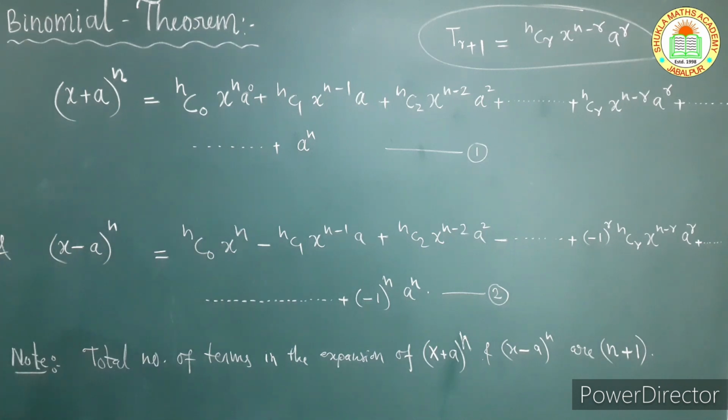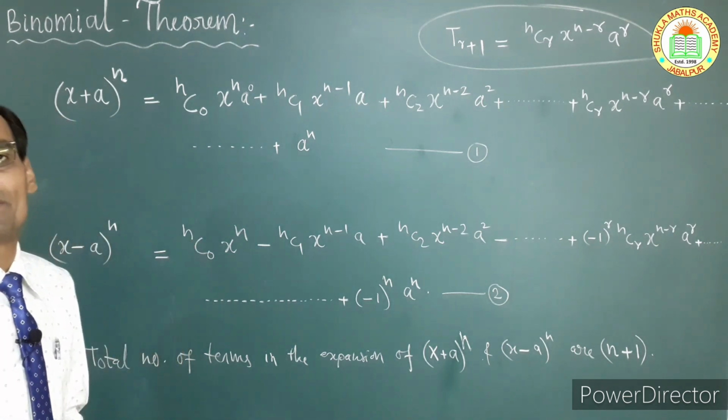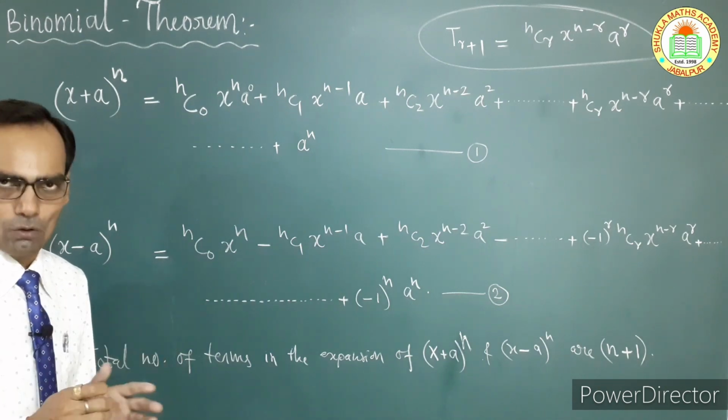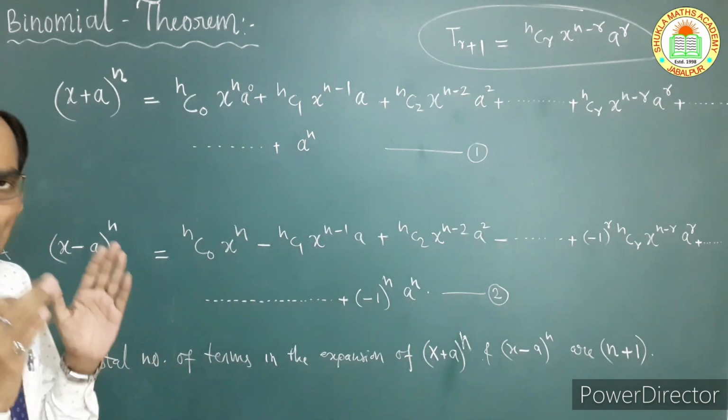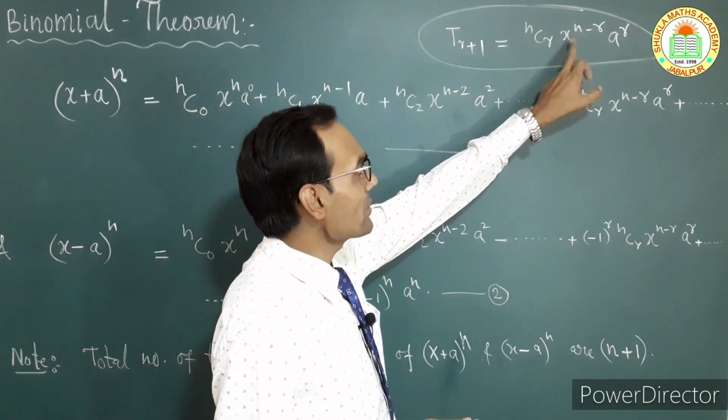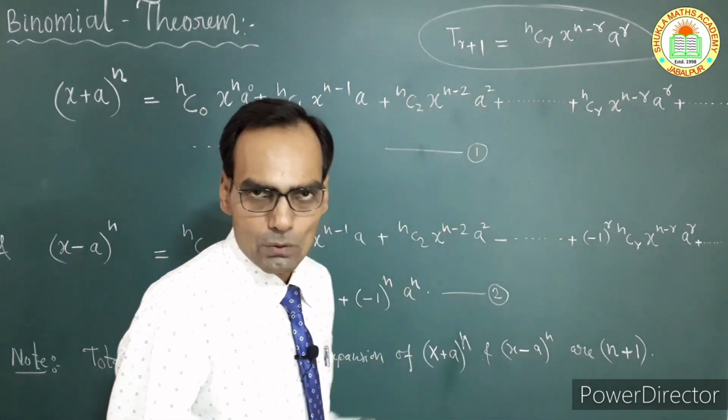So this is the basic fundamental concept and formula for the expansion of the binomial theorem. The general term, or (r + 1)th term, T(r+1), is given by nCr x^(n-r) a^r.